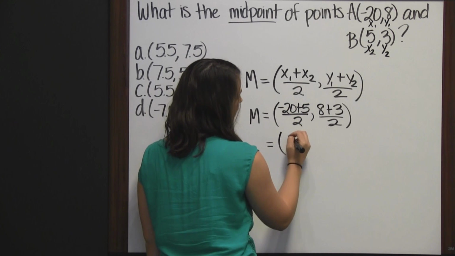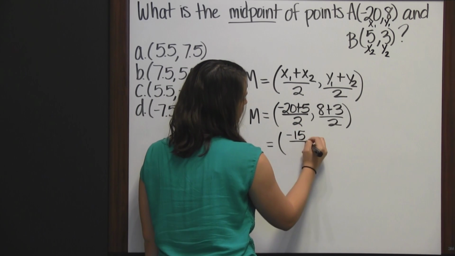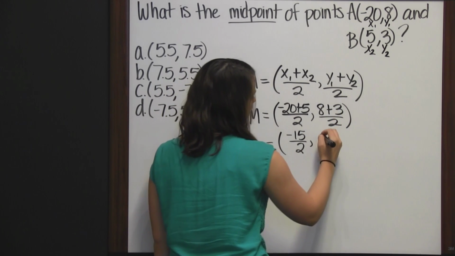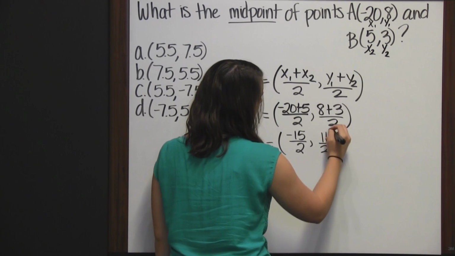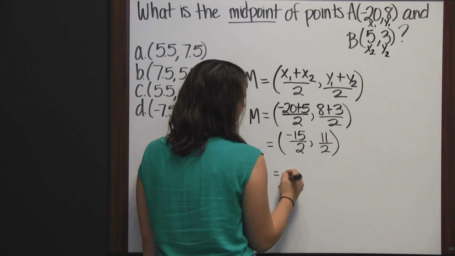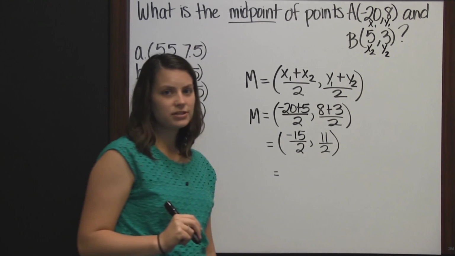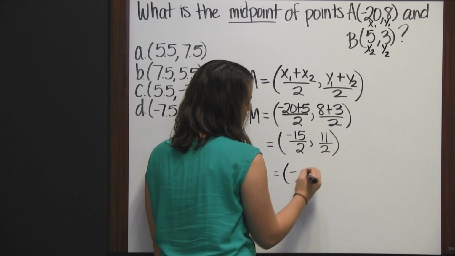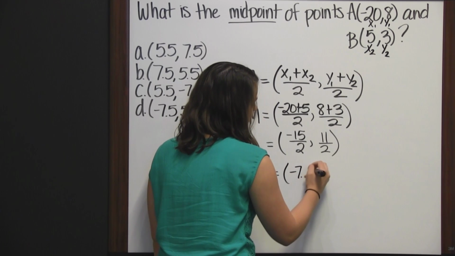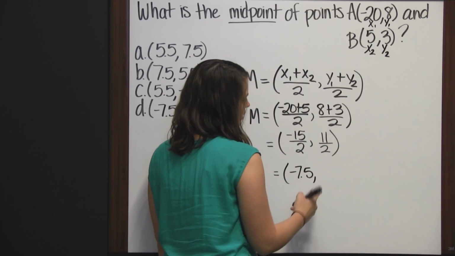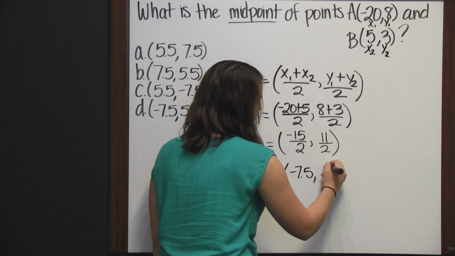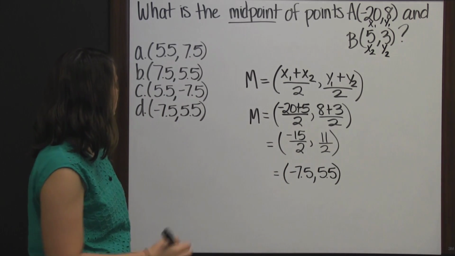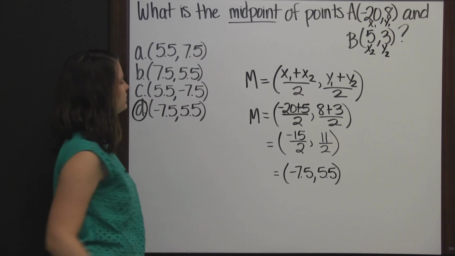Negative 20 plus 5 is negative 15 divided by 2. And 8 plus 3 is 11 divided by 2. Negative 15 divided by 2, that's a negative divided by a positive, that's a negative. And it's negative 7.5. And then 11 divided by 2 is positive 5.5. So that is answer choice D.